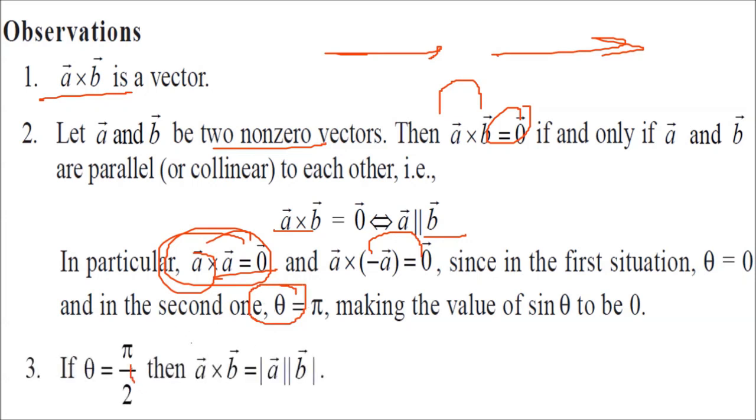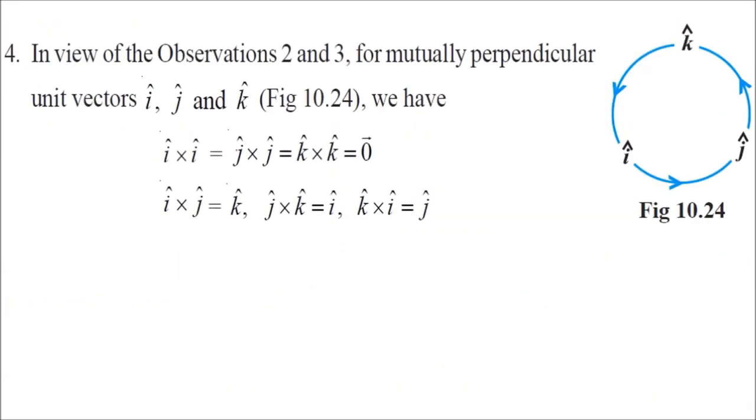If theta is pi by 2, then what? You know that sine pi by 2, or sine 90, is 1. So a cross b will be ab. In this observation, the things will change. I cross I now becomes 0, because I cross I is I times I times sine 0, and sine 0 is 0. But in this case, it will be I cross j times sine pi by 2.